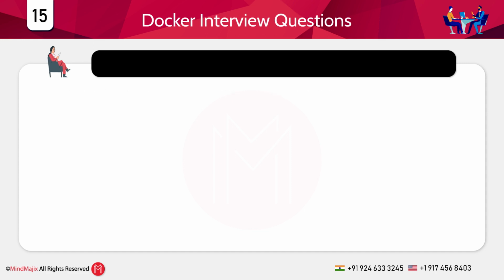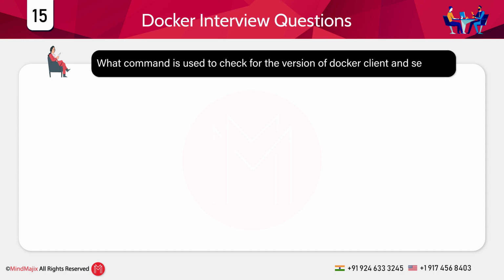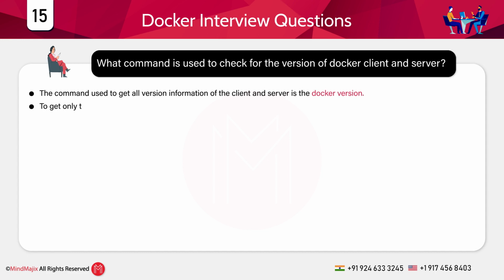Question number 15. What command is used to check for the version of a Docker client and server? The command used to get all the version information of the client and the server is docker version. To get only the server version details, we can use docker version --format. So this is the format method, and provide the curly braces and .server .version. This will print a good output of the version numbers.